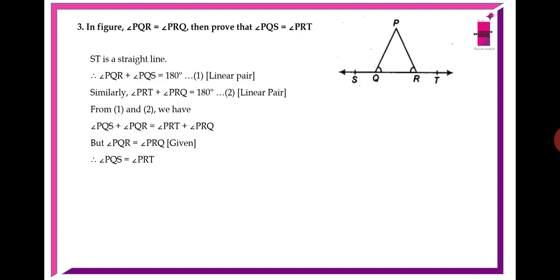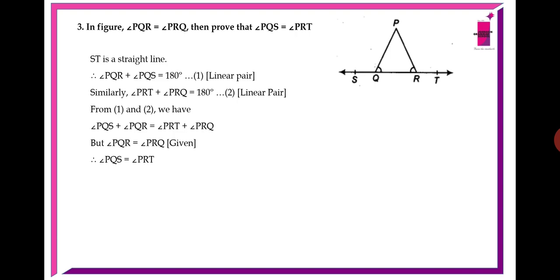ST is a straight line. So sum of the angles on a straight line equal to 180 degrees. So angle PQR plus angle PQS equal to 180 degrees, that is a linear pair. Similarly, angle PRT plus angle PRQ equal to 180 degrees, that is also a linear pair.